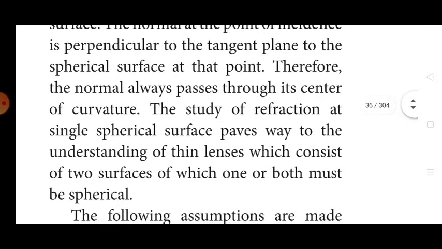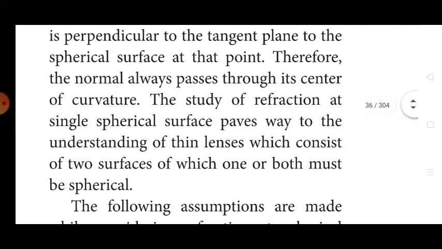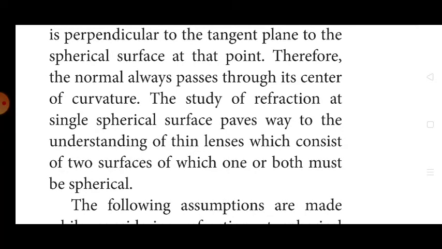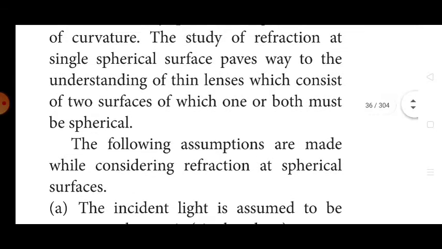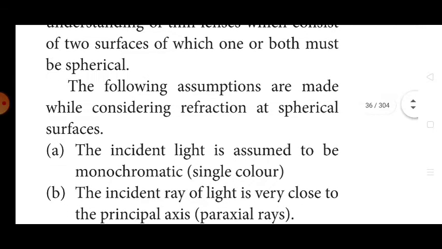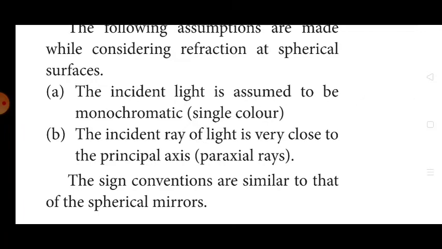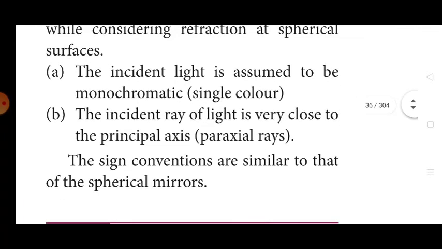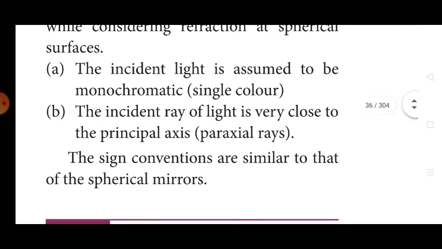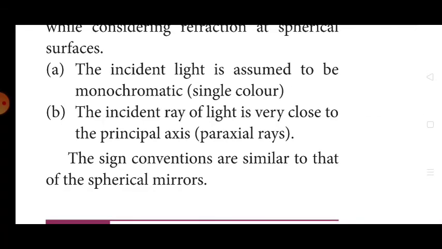The study of refraction at a single spherical surface paves the way to the understanding of thin lenses, which consist of two surfaces of which one or both must be spherical. The following assumptions are made while considering refraction at spherical surfaces. A. The incident light is assumed to be monochromatic, that means single color. B. The incident ray of light is very close to the principal axis, that means paraxial rays. C. The sign conventions are similar to those of spherical mirrors.